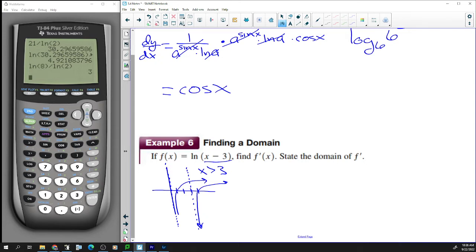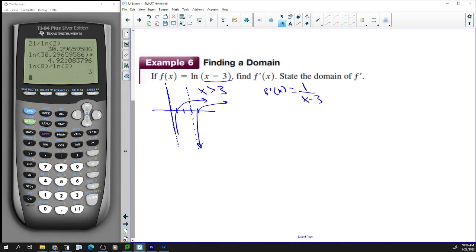Now let's take the derivative. F prime of x is 1 over x minus 3. The derivative of natural log is the reciprocal, essentially, 1 over this thing. Now, if this wasn't a derivative, let's say that was just a function, the domain is anything except 3. Negative 5 is good, 1 over negative 8. Negative 10 is good, 1 over negative 13. That's fine. That's a good answer.